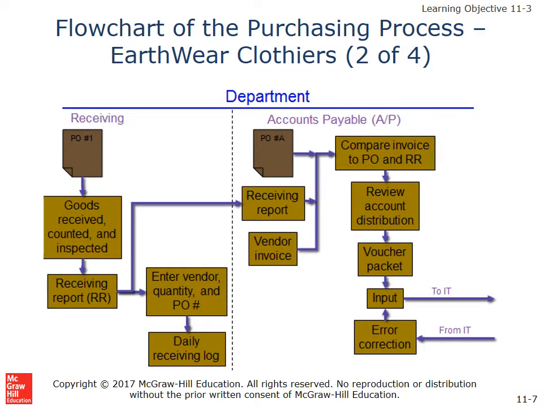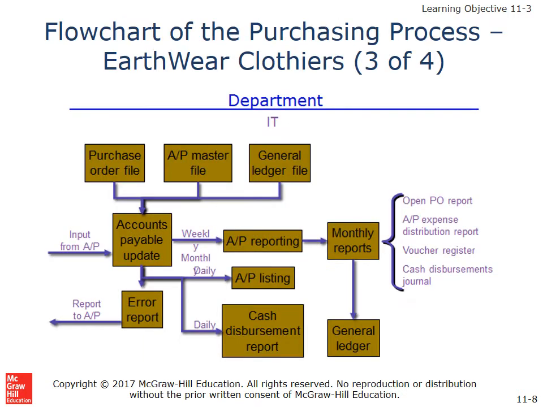Receiving takes the purchase order, and when they get the goods, they count them and inspect them, and they report the amount on the receiving report. They enter the vendor, quantity, and purchase order. That receiving report is then compared. You compare the invoice to the purchase order and the requisition, and the receiving report. It is then combined with the invoice into a voucher packet. And then accounts payable is updated.